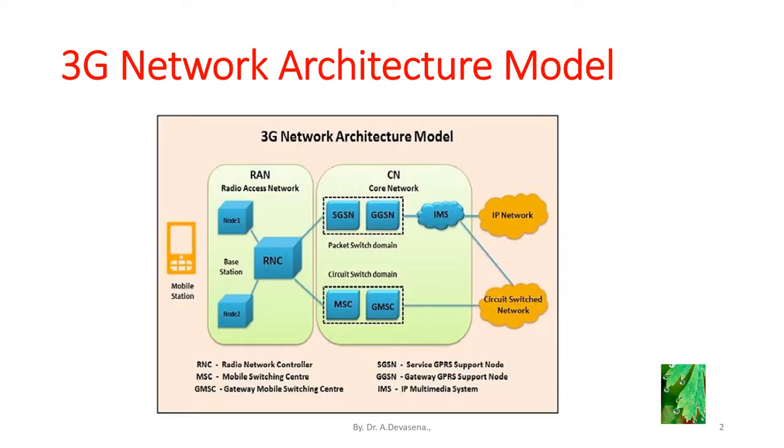This circuit switch domain is connected to the circuit switched network, and in the packet switch domain we will be having SGSN, that is serving GPRS support node, and GGSN, that is gateway GPRS support node. This packet switch domain is connected to IMS, that is IP multimedia system, and from that it is being connected to the IP network. This is being represented in this diagram.